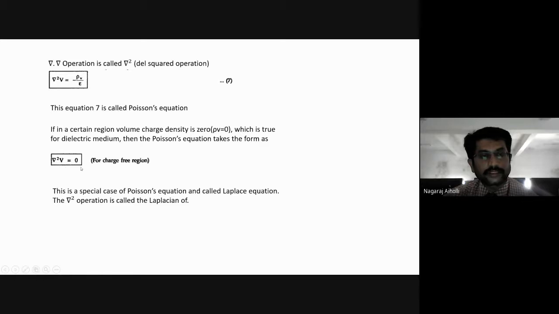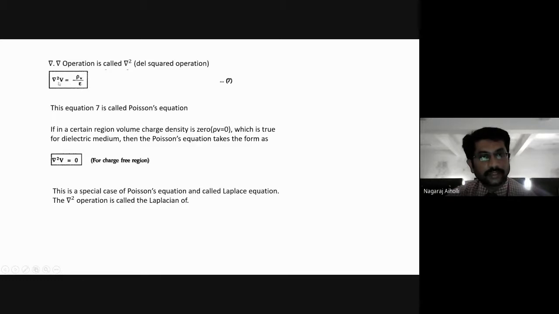Why did we derive this equation? For the boundary condition, right? We started with the boundary condition and we have derived this equation, correct? So these equations are meant to solve the boundary value problems. That is what we discussed when we started module 3. And this equation del square V equal to 0 is for charge free region, that is when volume charge density is 0, rho V equal to 0. If we substitute rho V equal to 0, then we get del square V equal to 0.